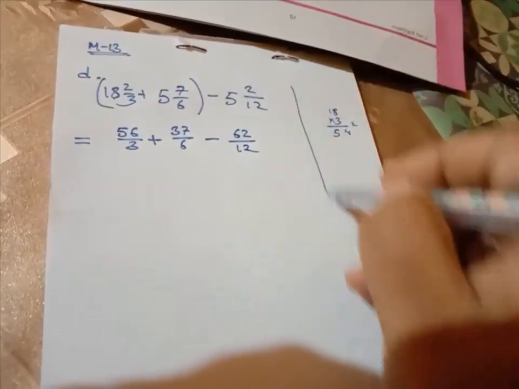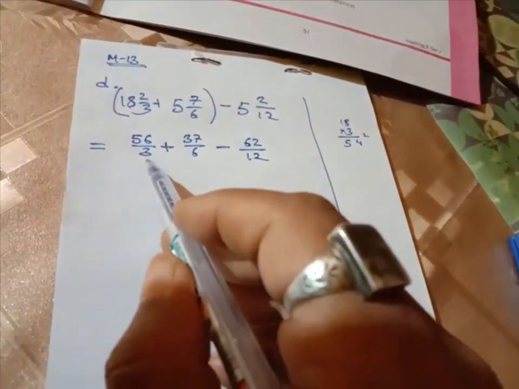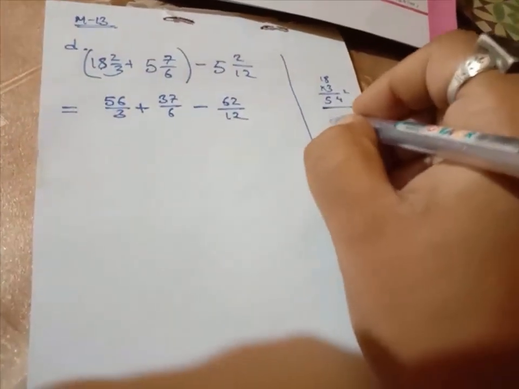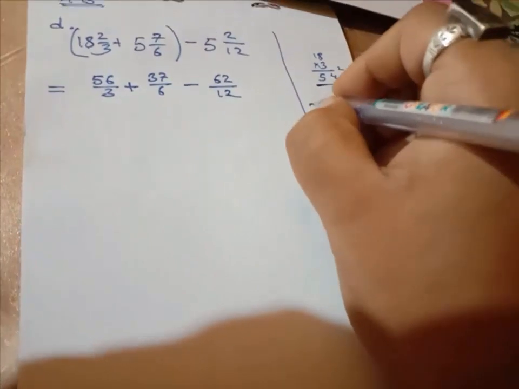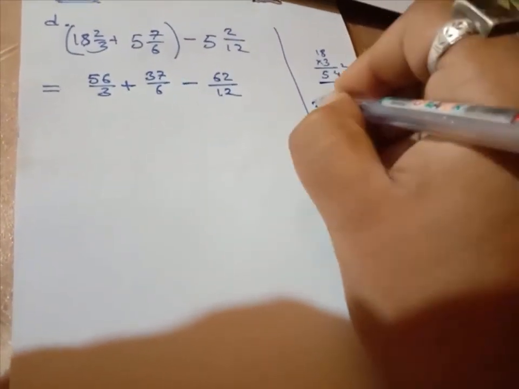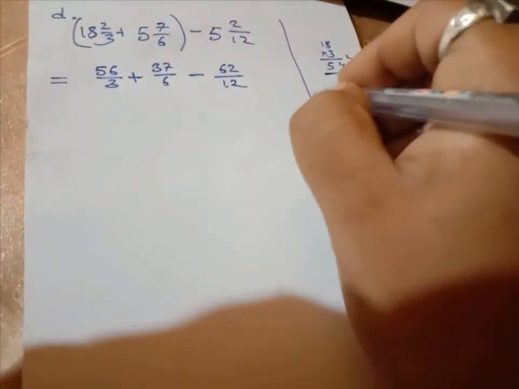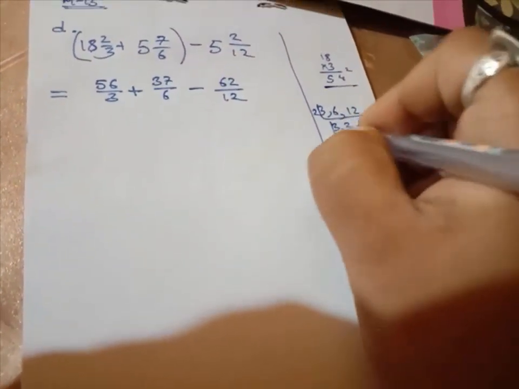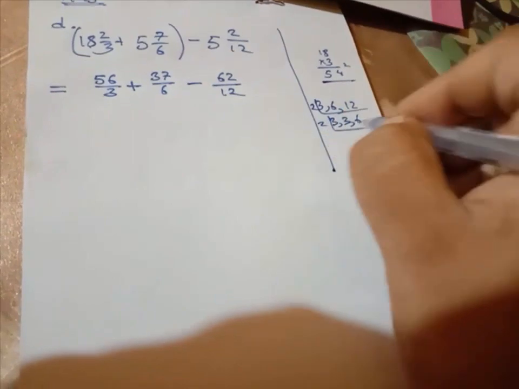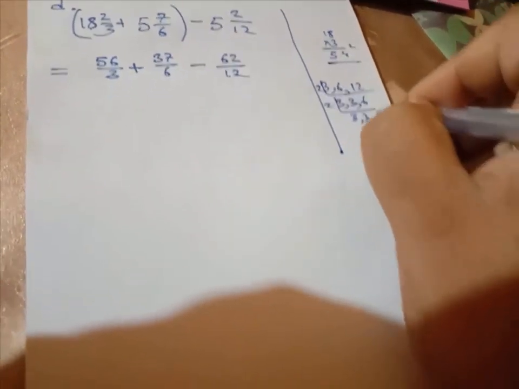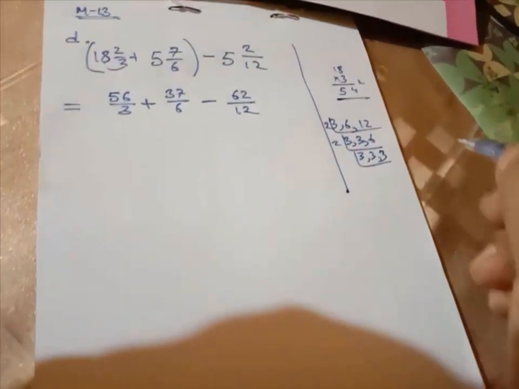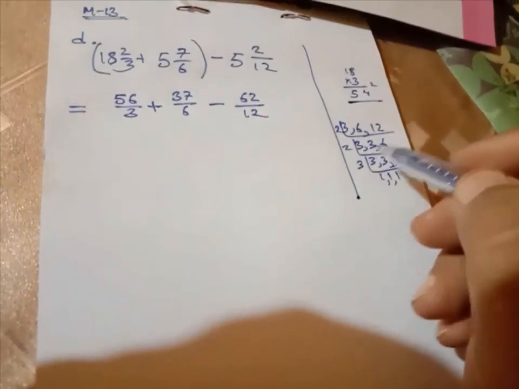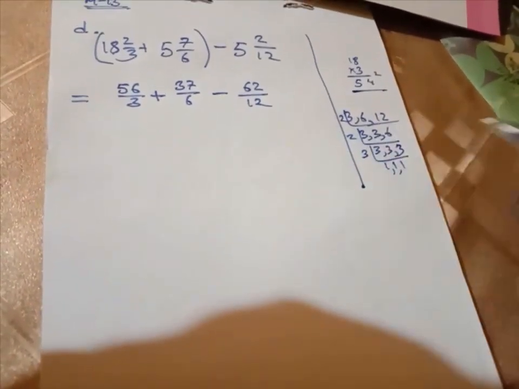Now this is very clear that the LCM of 3, 6 and 12 will be 12, but still let us do it in the rough work. Okay, 3, 6, 12. First of all we will divide by 2. Again we will divide by 2. Then we will divide by 3. So the LCM will be 3 into 2, 6, into 2, 12.